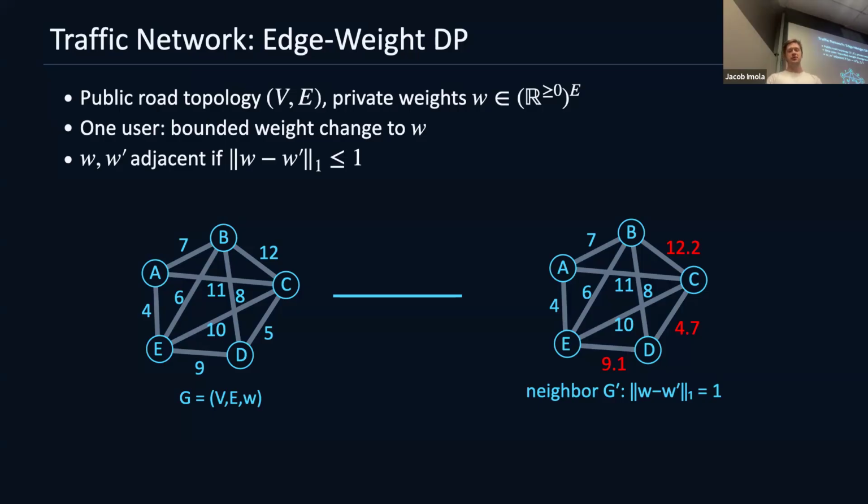One user is going to produce a bounded weight change to the weight vector W, and we measure this change by the L1 distance. So we say that two weight vectors, W and W prime, are adjacent if their L1 distance is at most 1. Just as a reminder, the topology itself, the edges without the weights, is public, and we can adaptively design algorithms on this topology, but the weight vector is private. I've drawn two examples here in the slide, where we changed the red numbers in L1 distance by at most 1.